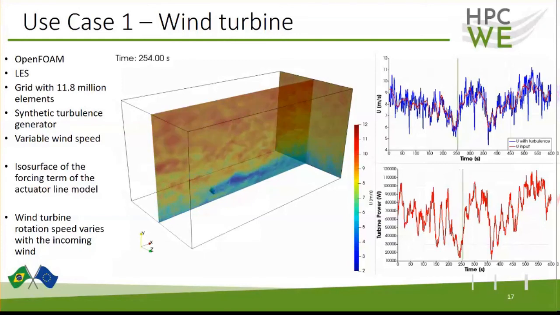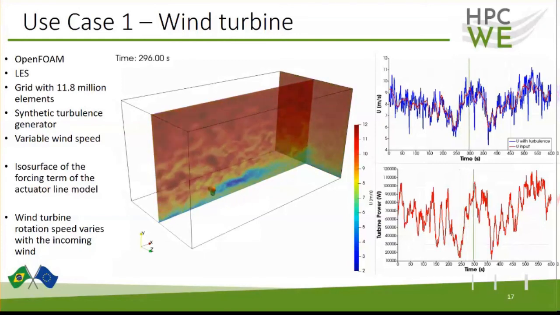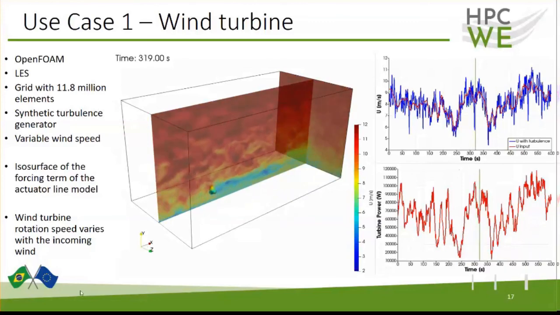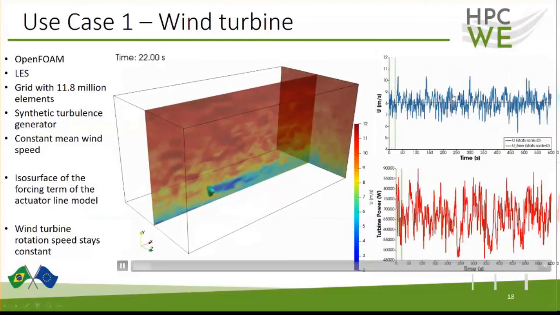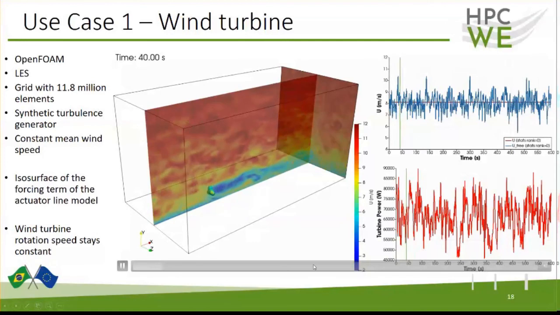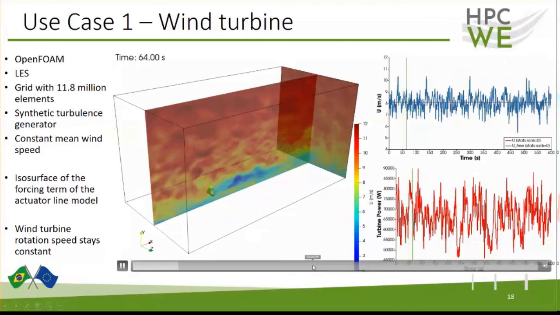Then when we move to a region of high wind speed, here the mean wind speed is 9.5 meters per second, we see the red color on the contour plot and also an increase in the turbine power. Then I will show the same simulation, but using a constant mean velocity.